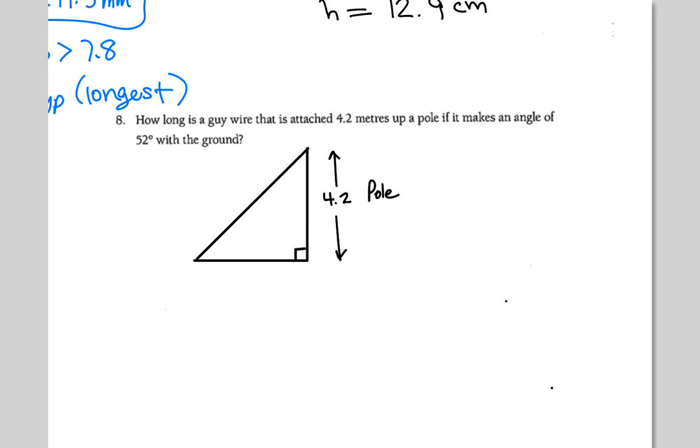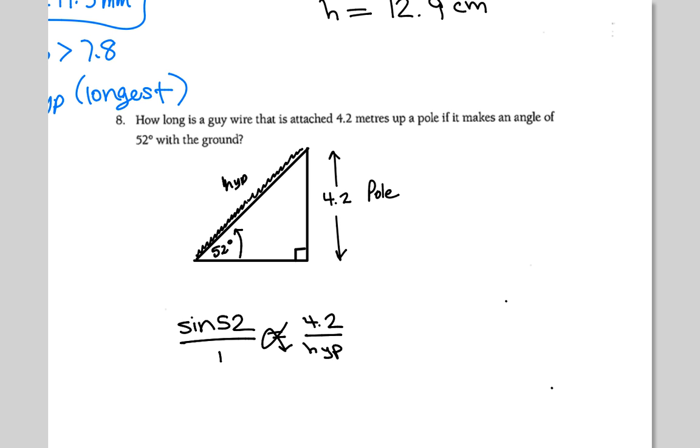And it says how long is the wire? This must be the wire. And the wire is attached to the pole and makes an angle of 52 degrees with the ground. So there's the angle. You're trying to solve for the length of the hypotenuse. So sine 52 over 1 equals 4.2 over the hypotenuse, which is the length of the wire. Cross multiplying, you'll have 4.2 divided by the sine of 52, which is 5.3 after rounding.